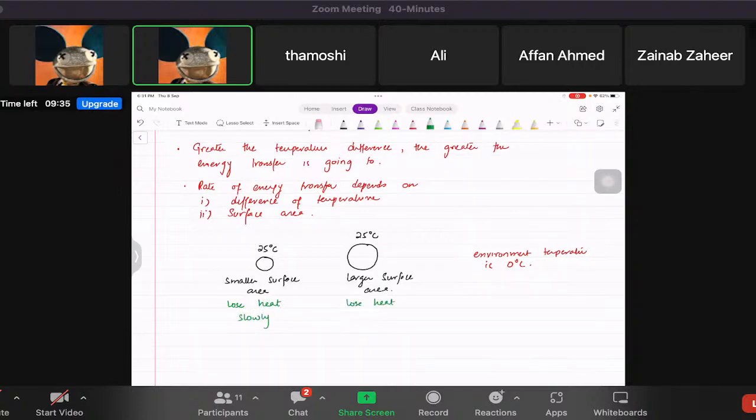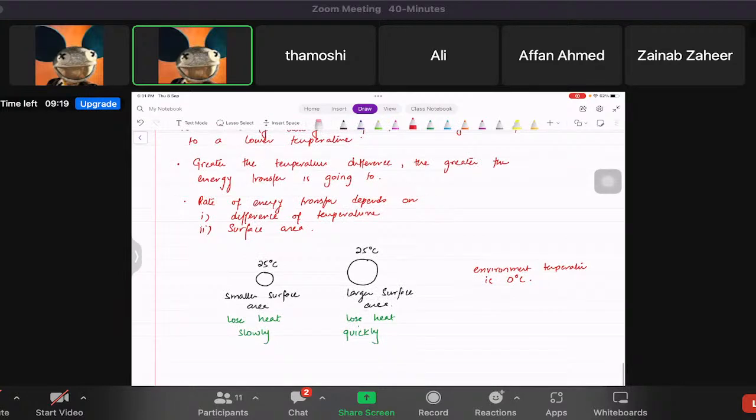Why am I writing that it will lose heat? Shouldn't it gain heat from the environment? It has a higher temperature. Yes, it has higher temperature than the outside, so the heat will be going outside. Because the temperature outside is lower, the heat always goes from higher to lower. Is it clear, everybody? All right, that's pretty good.